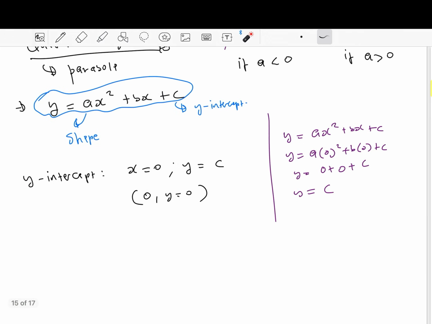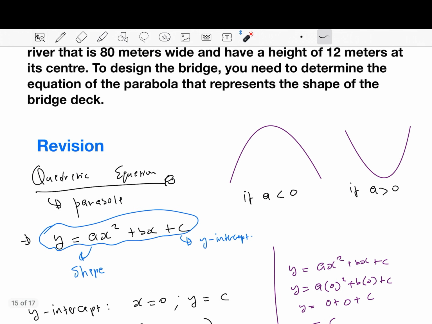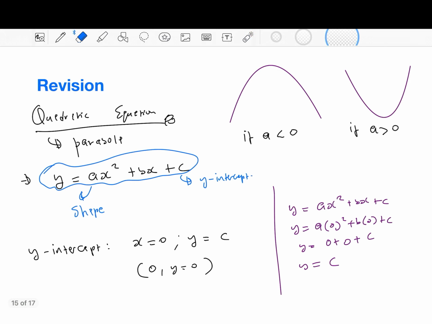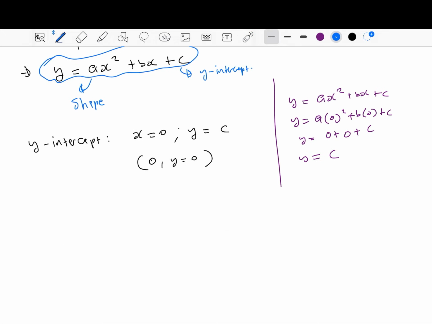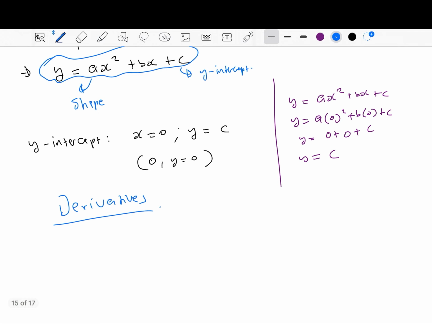Right. So beside quadratic equations, which we've covered, I want us to also talk about derivatives. Okay. I'll show you just now how derivatives and quadratic equations come together.